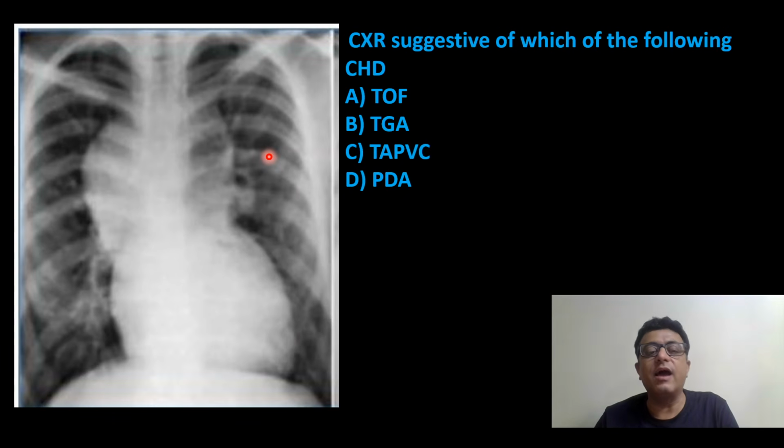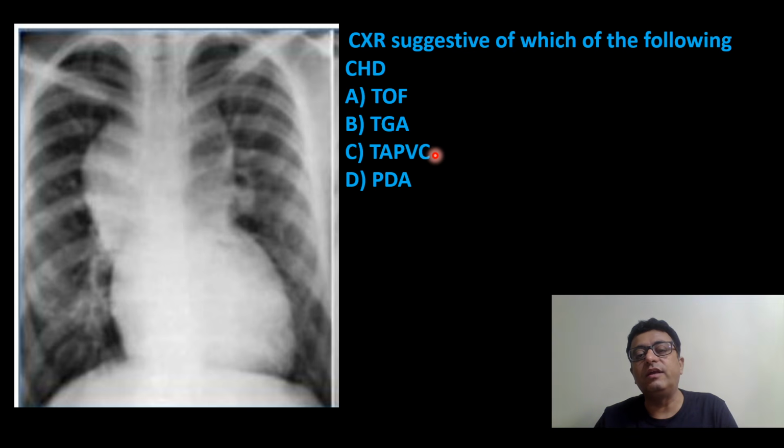Now this second one is also characteristic. This second X-ray is suggestive of which of the following CHD? It's TOF, TGA, TAPVC, or PDA. Just concentrate on the X-ray. What are you anticipating in this X-ray? Just acclimatize your eyes and brain for this X-ray. See. Yes, you are right.